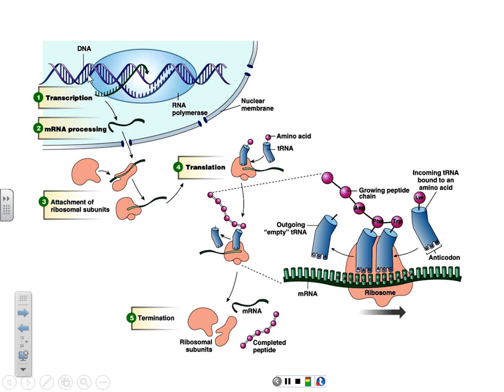Once the modified mRNA molecule lays across the surface, the ribosome has two parts. It has a lower part and an upper part. And it actually lays within the area between these two segments. And the ribosome is actually going to slide across the mRNA molecule. It's going to slide across it.